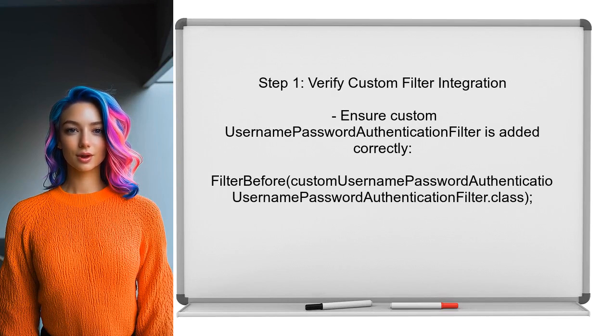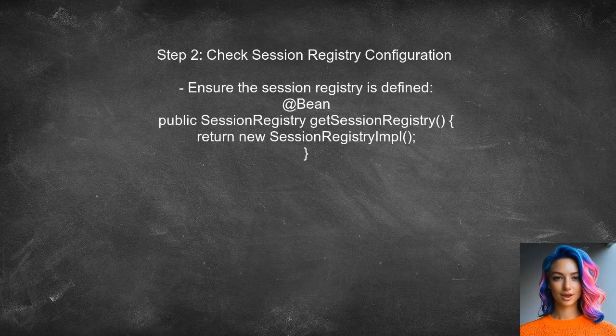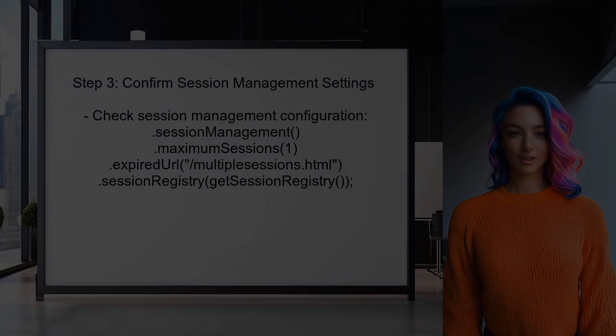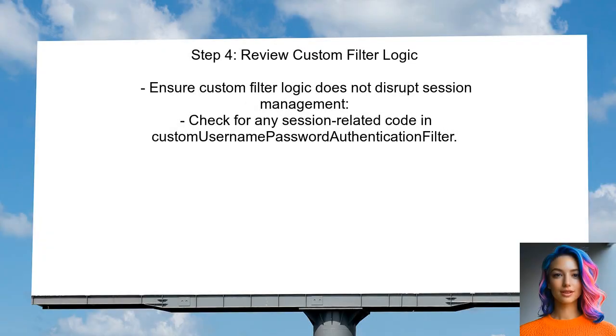To address the issue with session management, the user should first ensure that the custom username password authentication filter is correctly integrated into the Spring Security configuration. Next, the user should check if the session registry is properly configured. The session registry is crucial for managing user sessions effectively. The user should also confirm that the session management settings are correctly applied. This includes ensuring that maximum sessions are set to 1. Additionally, the user should verify that the custom filter does not interfere with the session management process. This can be done by reviewing the filter's logic.